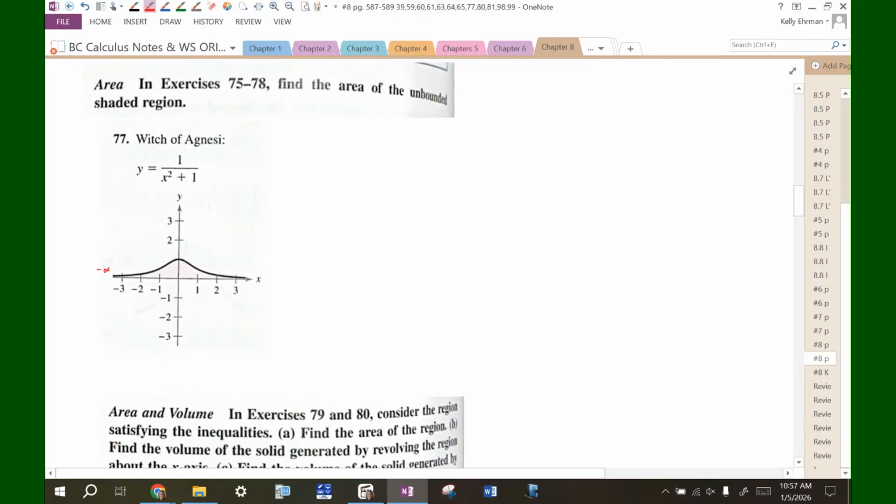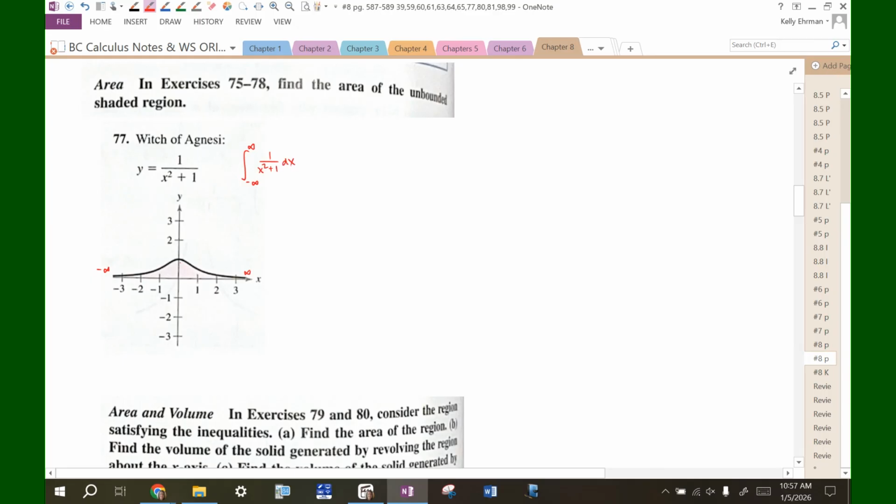We're going from negative infinity to infinity, and that's where the issue is, right? There are no discontinuities here, but we have two unbounded regions. So we're trying to find the integral from negative infinity to infinity of 1 over x squared plus 1 dx.